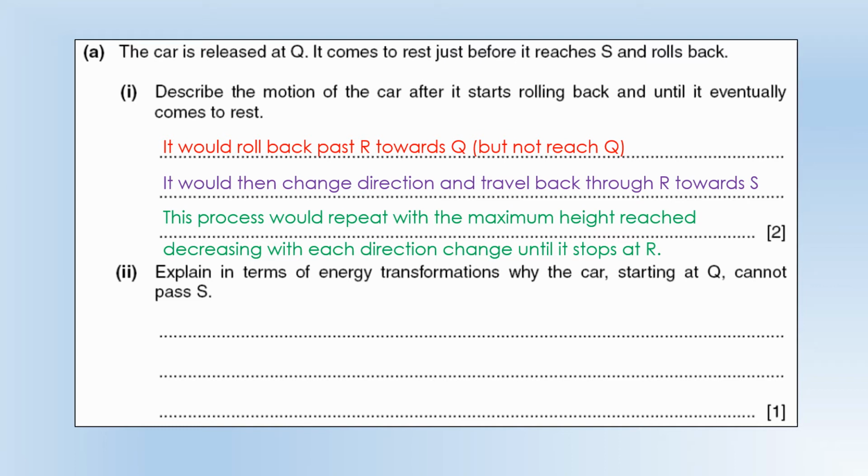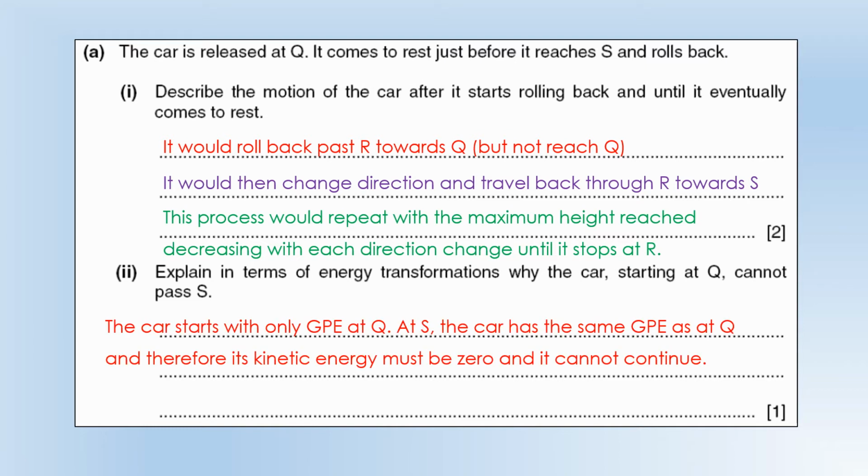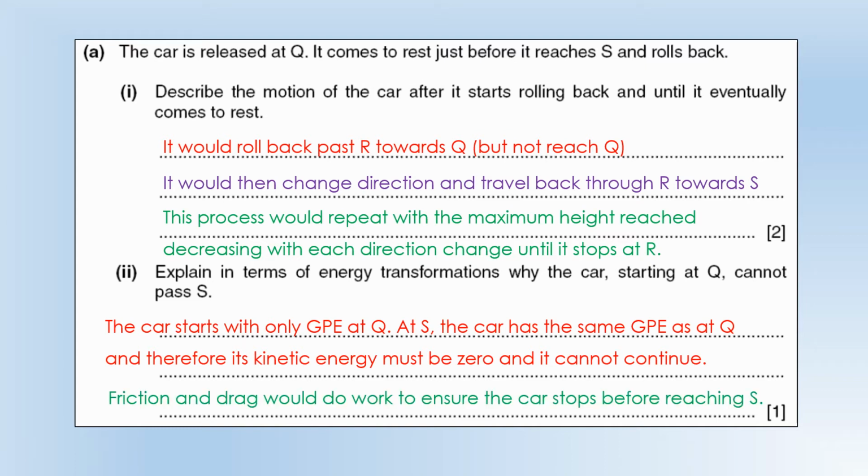So explain in terms of energy transformations why the car starting at Q cannot pass S. So at Q the car is starting with gravitational potential energy. At S the car has the same GPE as at Q. So therefore at that point its kinetic energy must be 0 and it wouldn't be able to travel any further. In addition to that, friction and drag would do work to ensure the car actually stops before it reaches S, because some of its energy will be transferred to heat, so it won't be able to reach the same height.